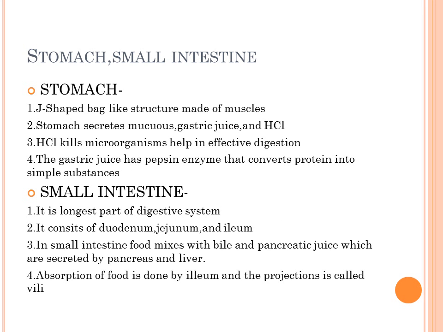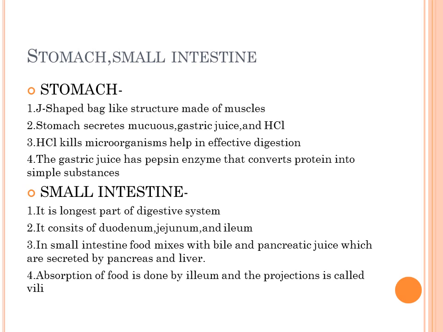Stomach and small intestine. The stomach is a J-shaped, bag-like structure made of muscles. The stomach secretes mucus, gastric juice, and hydrochloric acid. Hydrochloric acid kills microorganisms, which helps in effective digestion. The gastric juice has an enzyme called pepsin that converts protein into simple substances.